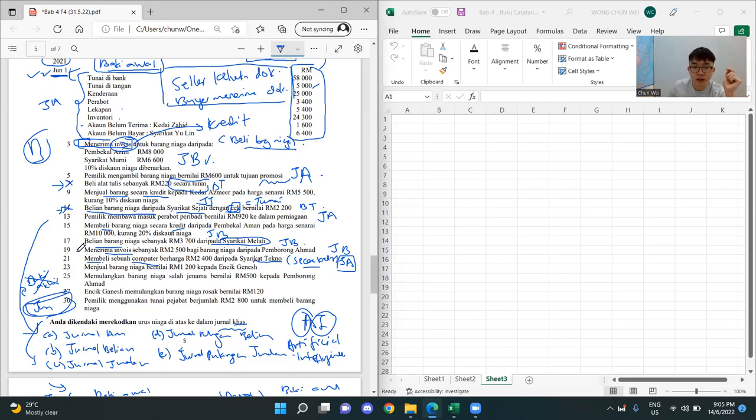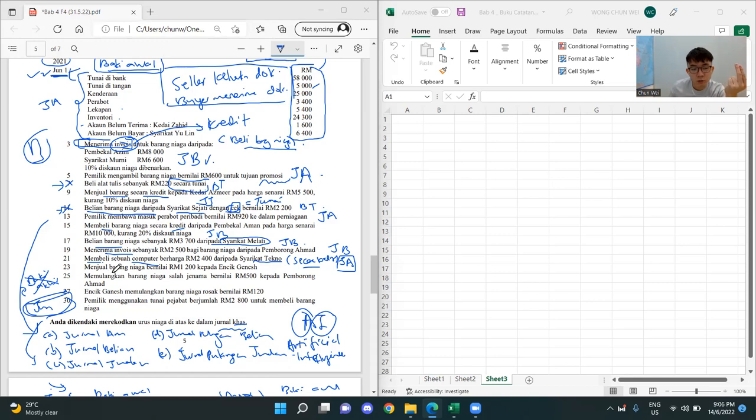Alright, that's why here is a contoh lagi. So this is in the JA, jurnal am. Okay, now, if okay, give me a 21 in the chat box. Alright, okay. So you have to be careful what is your barang niaga and what is your bukan barang niaga. Okay, now we move on to 23.